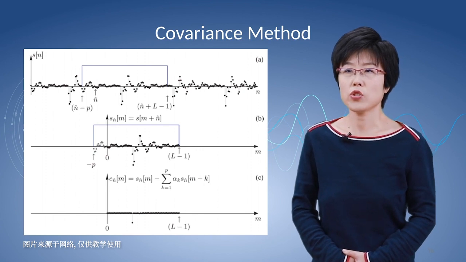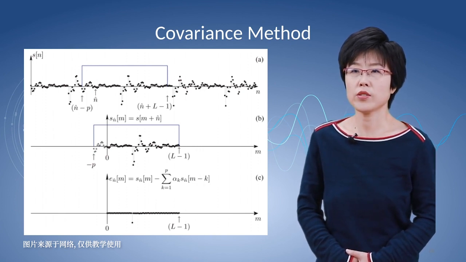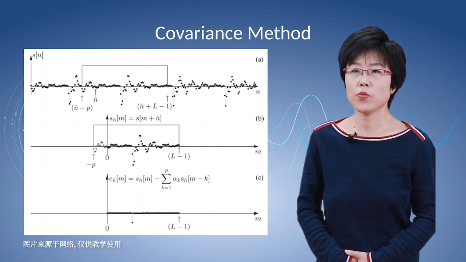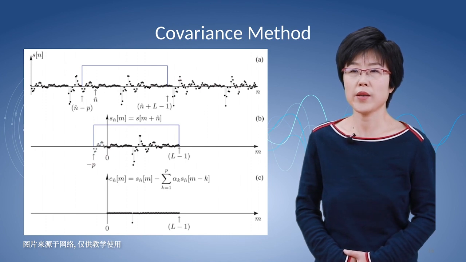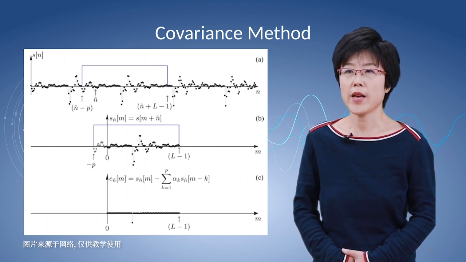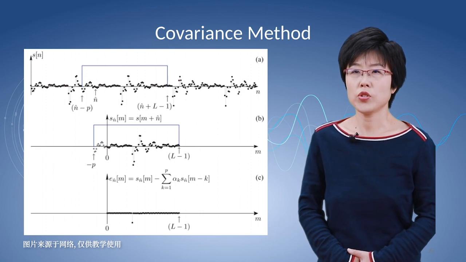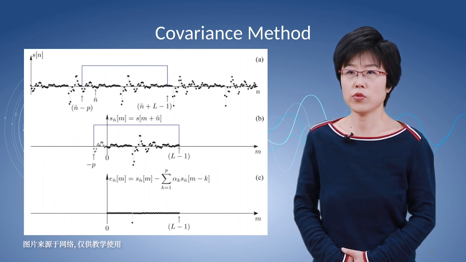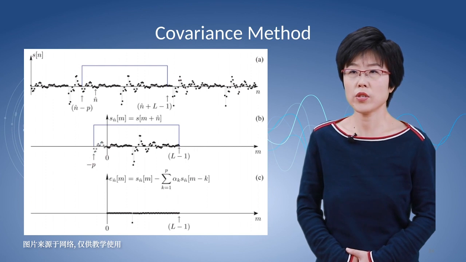The figure shows the computation process of covariance method. Signal is windowed without tapering window and extended by p samples. At the beginning, speech is predicted from the past p samples. Covariance method leads to much smaller prediction error than autocorrelation method.